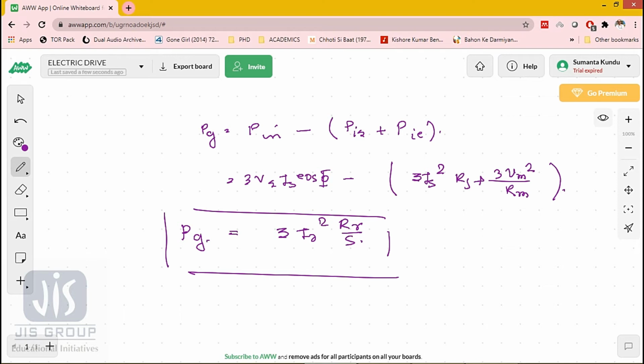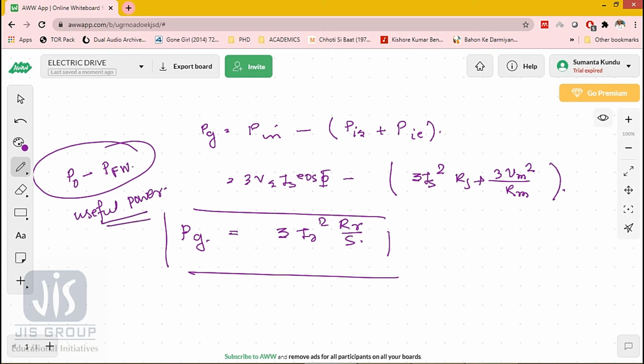Now this is the output power. From this output power, if we subtract the frictional loss, that is the mechanical loss, we will get the useful power. We have discussed this in our basic electrical machines knowledge. So here we will consider only this P naught, this output power.